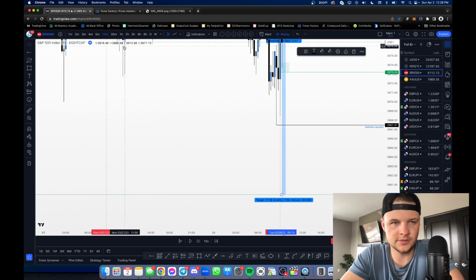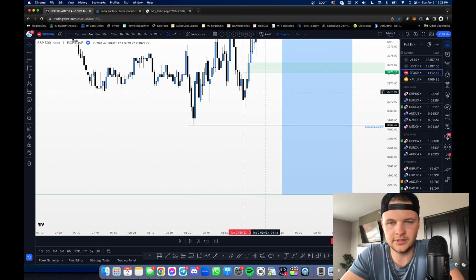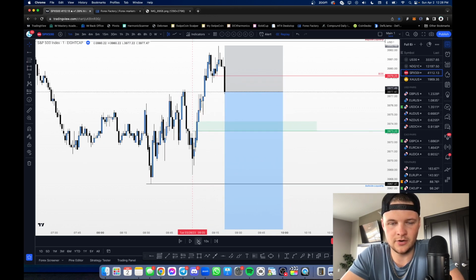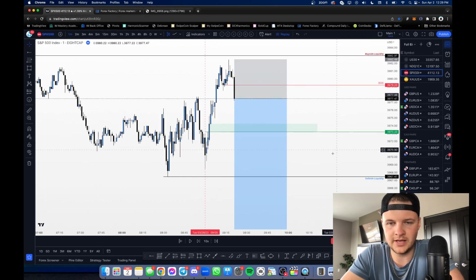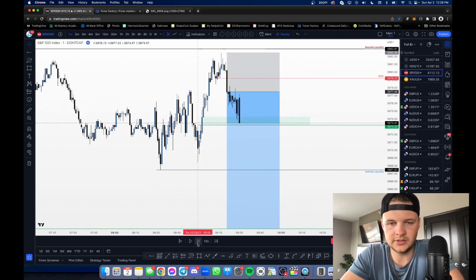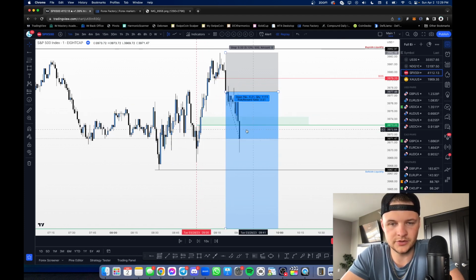Not that it really matters because price didn't get there, just in hindsight. But just to show you guys how this plays out and how we would have managed this, or we did manage this. Price runs down. We hit take profit 1. So take profit 1 gets hit.